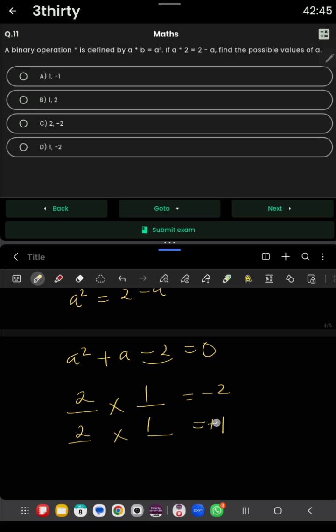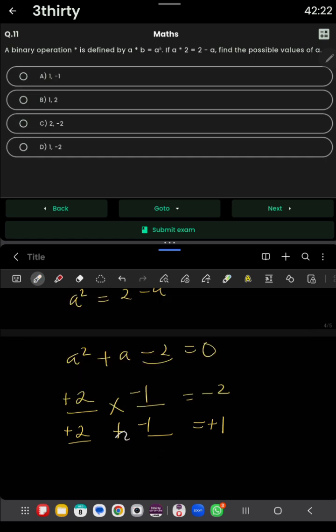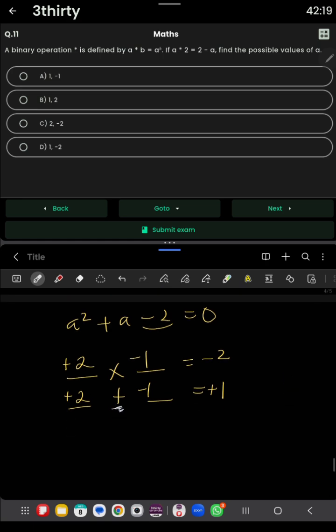The bigger one has to be positive, smaller one has to be negative. So plus 2 times minus 1 is minus 2, and plus 2, oh, I always write times here. This is plus. So plus 2 plus minus 1 is plus 1. Apologies if this was confusing. So sorry, this should have been plus here. So in other words, these are my numbers here. So A plus 2 and A minus 1 is 0.